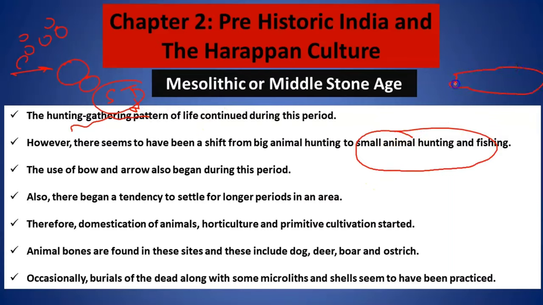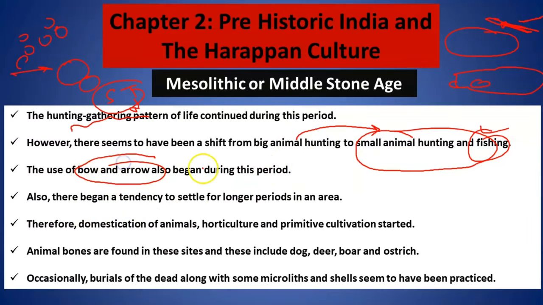Now you tell me, you go to a pond, do you think with a big stone it is easy to catch a fish? Or let's say you have a small stone tool and which you tie it to a stick and then you try to hunt a fish. Obviously this case would be easier, and that is why the hunting from big animals to the small animals also started. They also started using bow and arrow because now they realized that small stone tools can also be used.